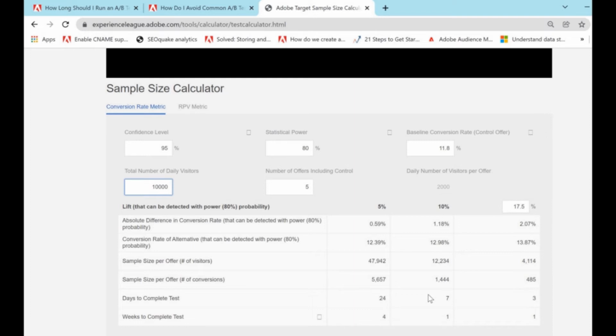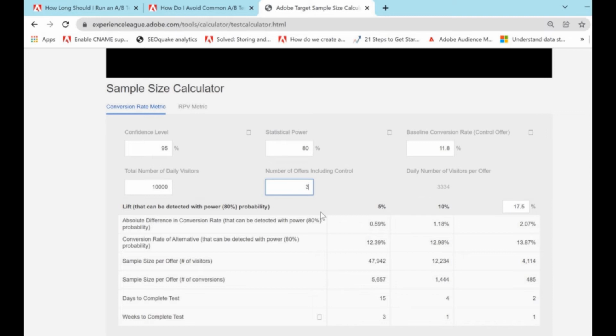Again, you will often be asked, can we include more variations? Will it take more time if we include more variations? So that is a question that you need to answer based on what the calculator is telling you. So if we reduce the variations, it's taking less time. It was 5, so it's 7 days, and if it's 3, then it is 4 days for a 10% lift. So this is how these variables interplay, and we have to understand that relationship.